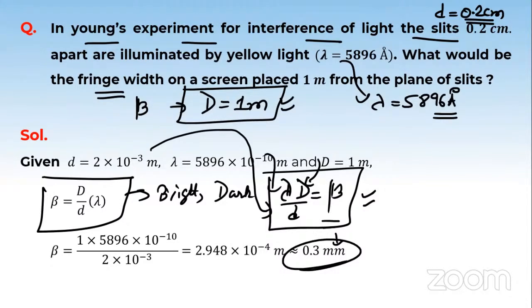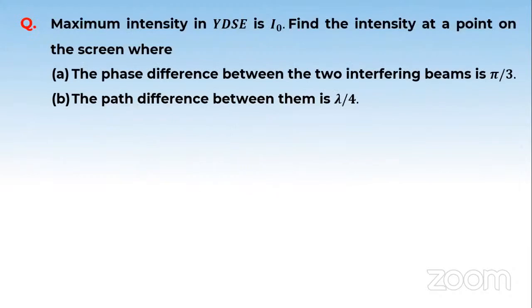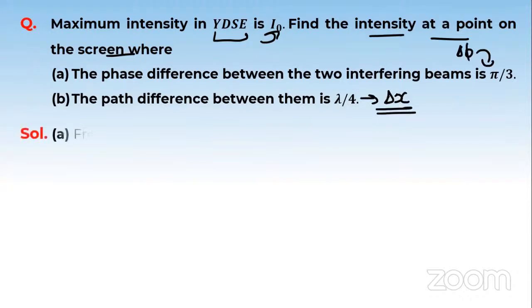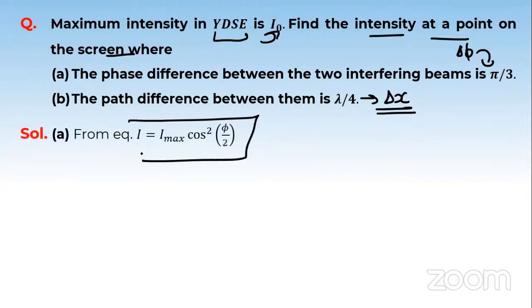Simple. Let us see one more numerical now. This is a very good example from YDSE. If the maximum intensity of YDSE is I naught, they are asking for the intensity at a point on the screen where the phase difference is pi by 3 and the path difference is lambda by 4. So intensity is equal to I max cos squared phi by 2, where phi is the phase difference.